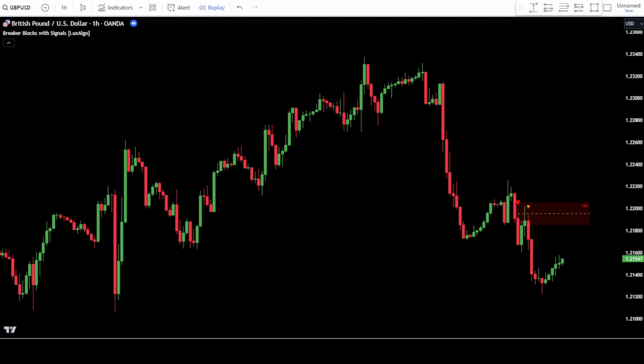If the breaker block that appears is green, it indicates a bullish breaker block. Conversely, if the breaker block is red, it signifies a bearish breaker block. Next, add the second indicator to be used as a trend filter in the market.